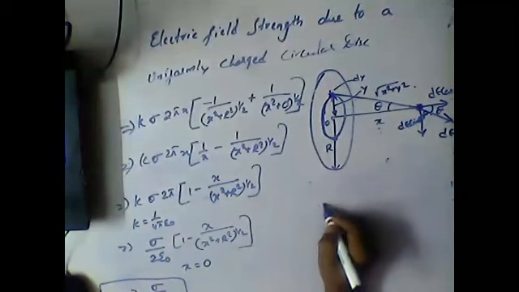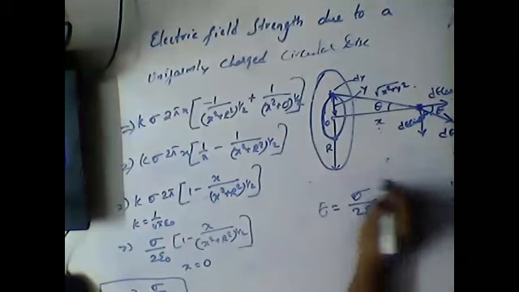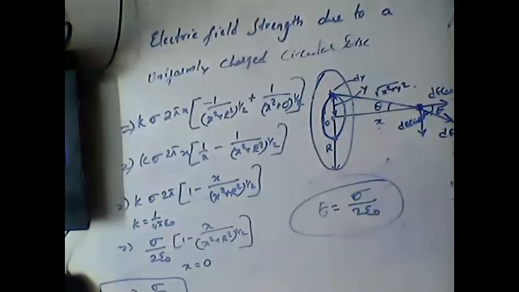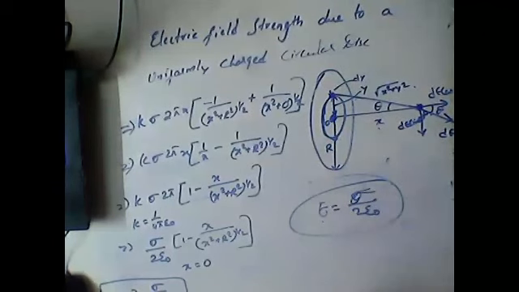Okay, so what we are getting, guys, is E equal to sigma by 2 epsilon. So this is our final answer, guys. So electric field due to a point at its center is how much? Sigma by 2 epsilon. Okay, so for a circular disc of radius capital R.